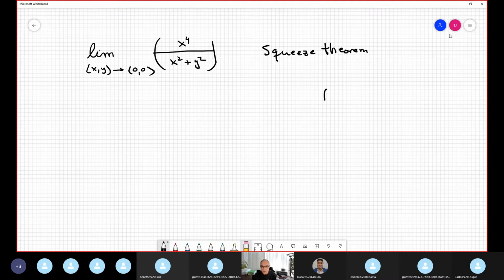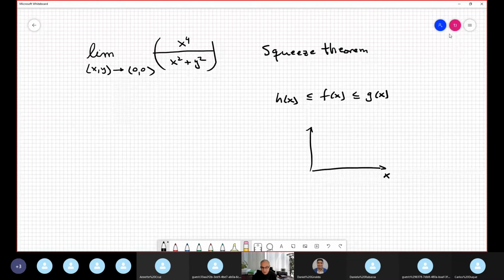Suppose that we have three functions, f of x, and single variables, calculus one. And you discover algebraically this relationship between the functions. So in other words, to understand a little bit geometrically the idea, suppose that we have three functions and one specific point is a.